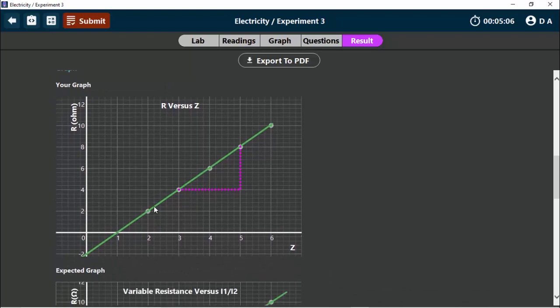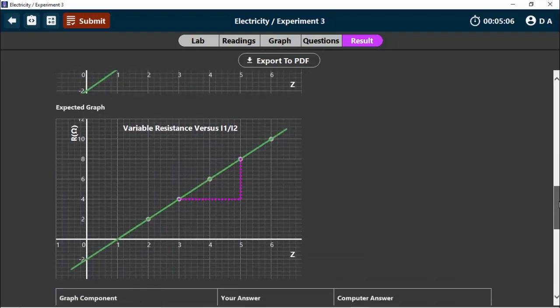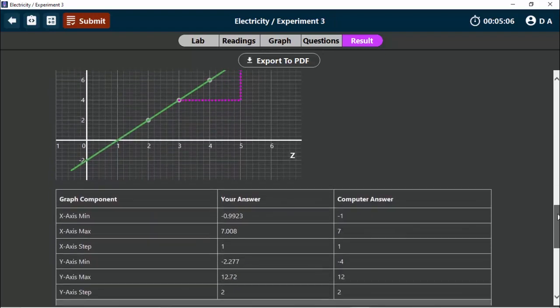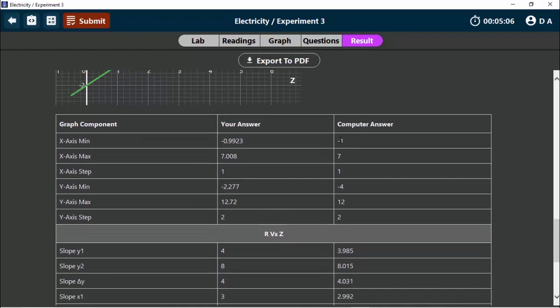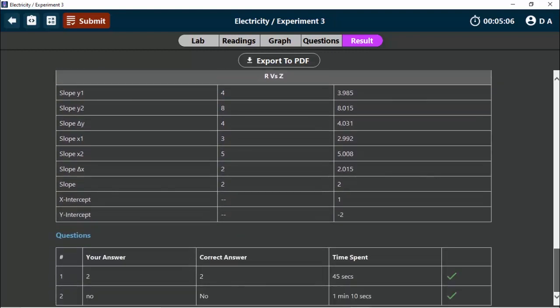So this is my graph, and this is the computer generated graph. Very similar. We have very similar values for the axis. I moved the axis slightly, so that's why we have some decimals here, but we still got very similar results. Then let's take a look at the question section. The answer is 2. That's the resistance of the standard resistor, and the answer for the second question is no.